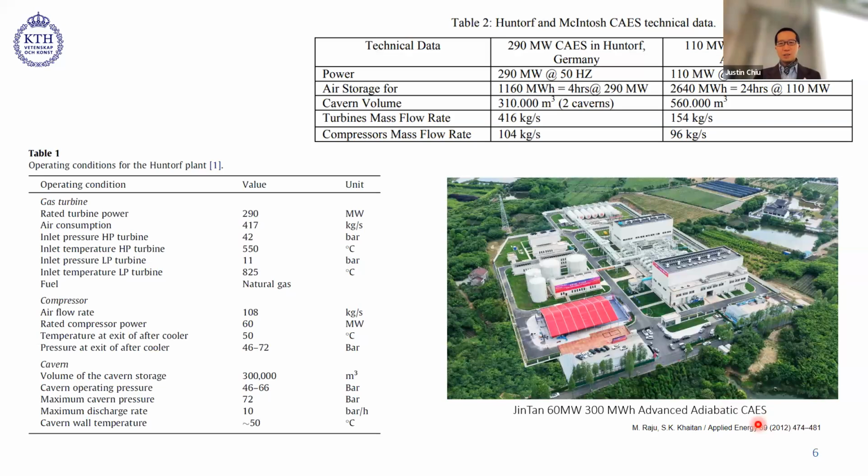CAES, compressed air energy storage, in Jintan in Suzhou, China. So 5 hours of storage capacity at 60 megawatts.